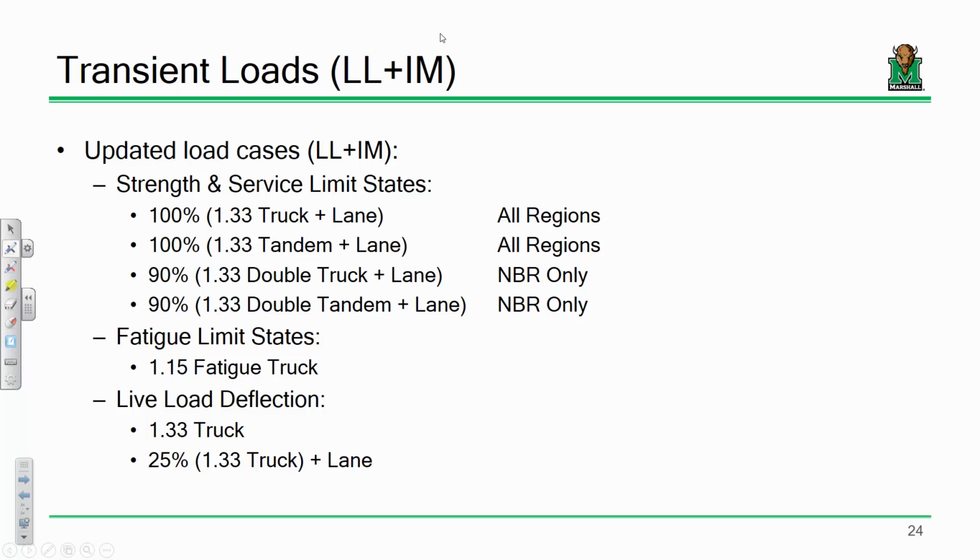Now there's a couple unique ones, the negative bending ones, the ones that frowny face over the pier. Don't worry about that if you don't have a pier. For fatigue limit states, just take 1.15 times the fatigue truck. All these factors, 1.15, 1.33, those are just the impact factors, okay? For live load deflection, 1.33 times the truck, or 25% of the truck plus the lane.